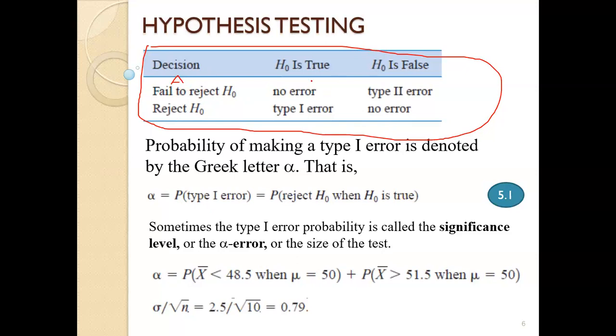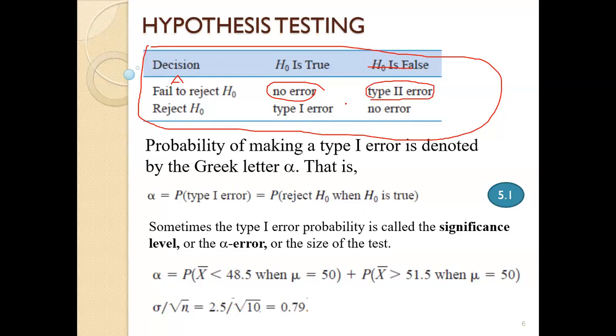Okay, we have some error. If we accept H0 and H0 is true, that's correct. No error. So if H0 is true and you conclude that you accept H0, that's correct. There is no error. But if you accept H0, but H0 is false, this is an error. Because H0 is not correct, but you accept it. This is a type 2 error.